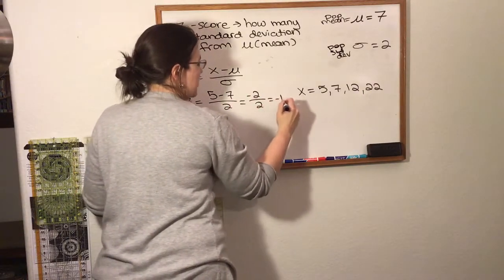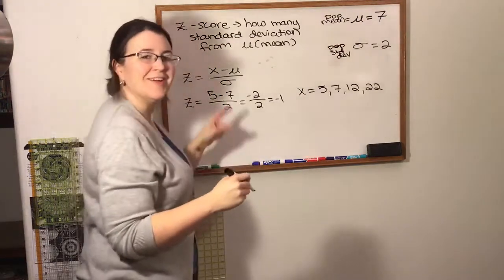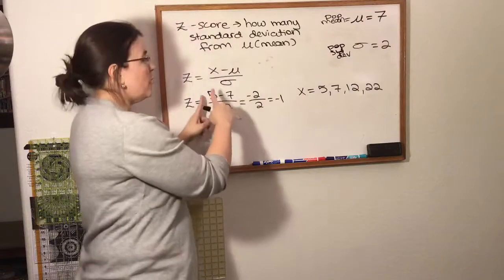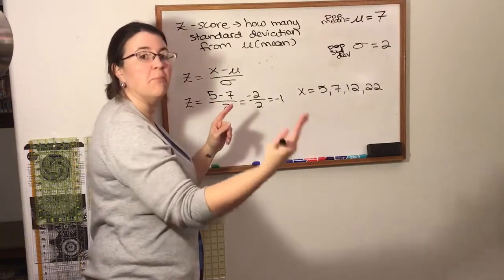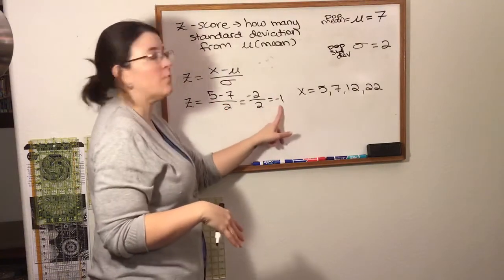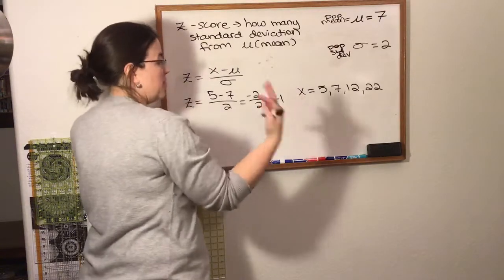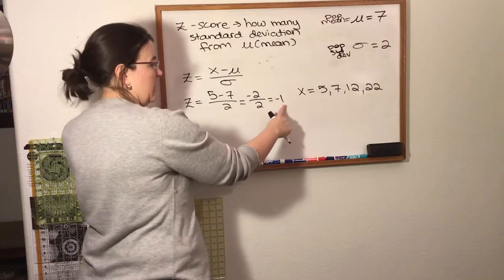That's negative 2 over 2, which is negative 1. So what that means is this value is 1 standard deviation below my mean. I know it's below because it's a negative, and I know it's within 1 standard deviation or at 1 standard deviation because it actually equals 1.